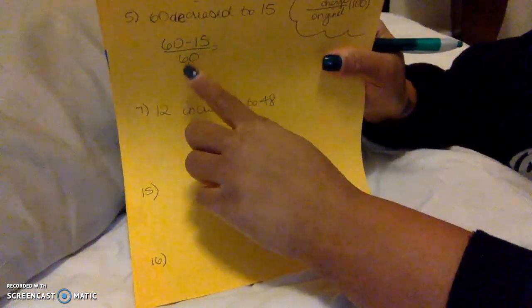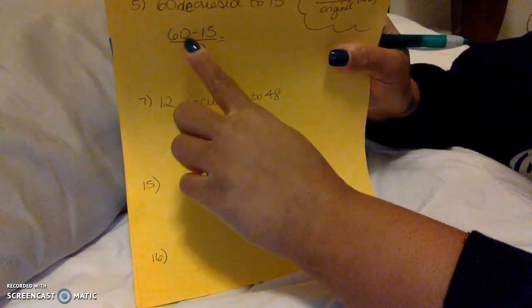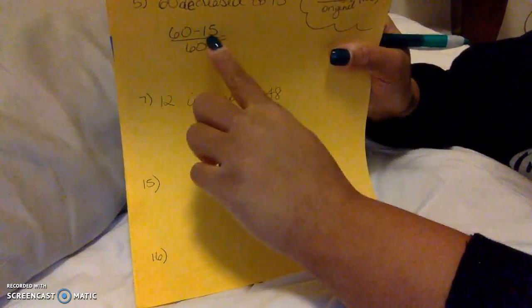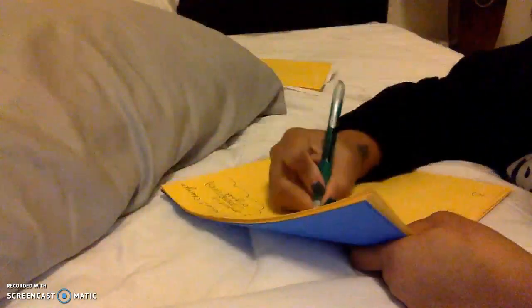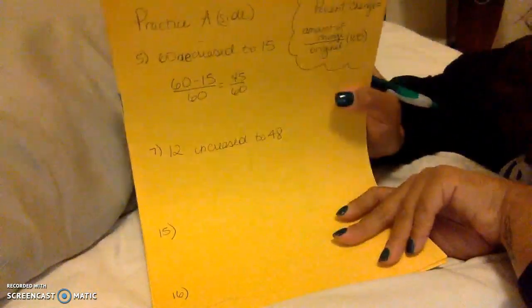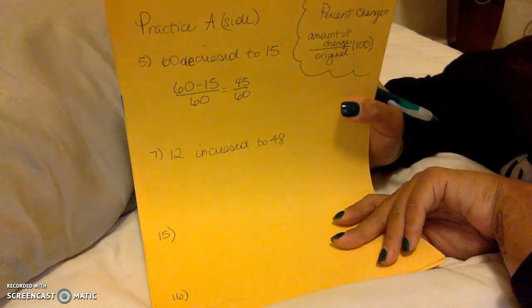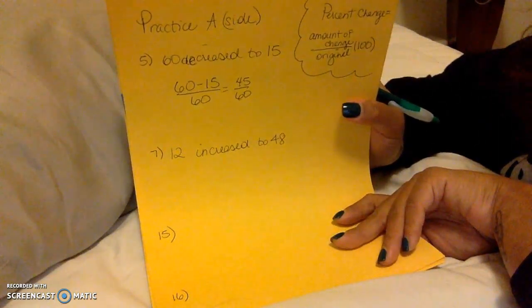60 minus 15 over 60. Original number, find the difference between the original and the new value. 60 minus 15 is 45 over 60. Now, if you want, you may go ahead and T-bow this out and you'll still get the correct answer, provided that you know how to divide 45 and 60.